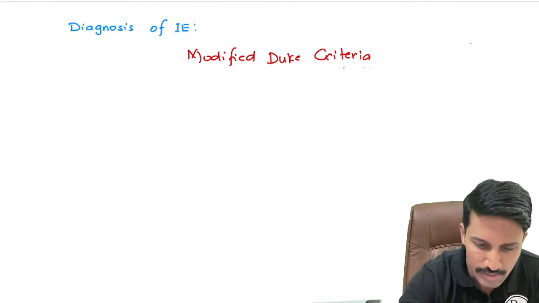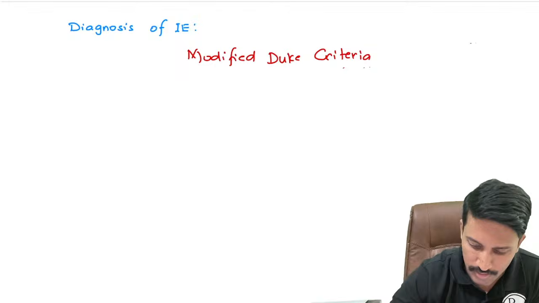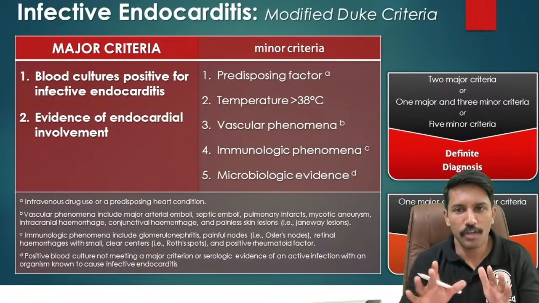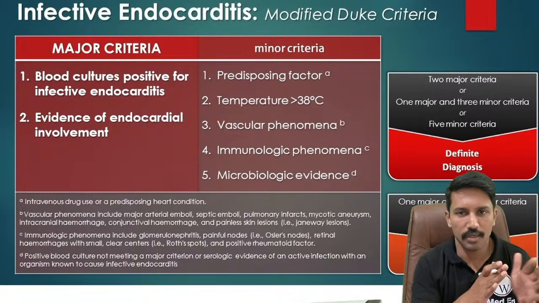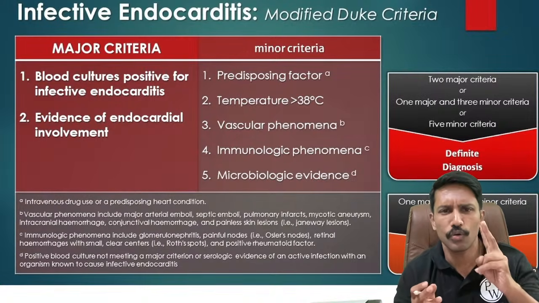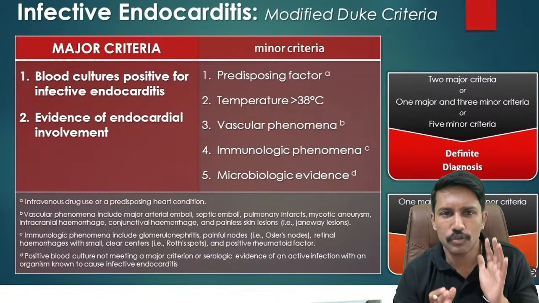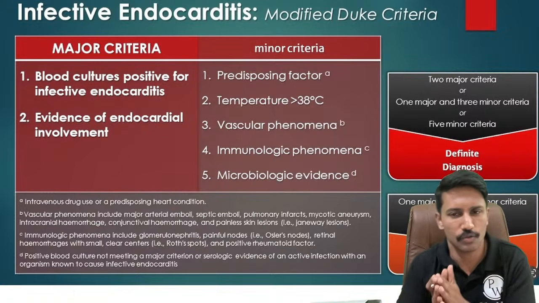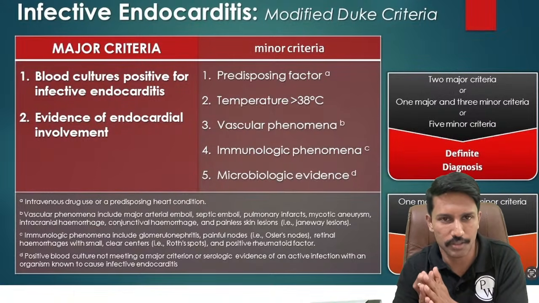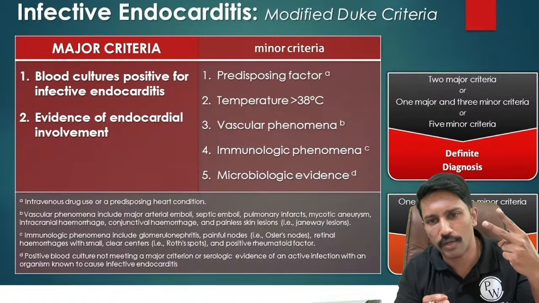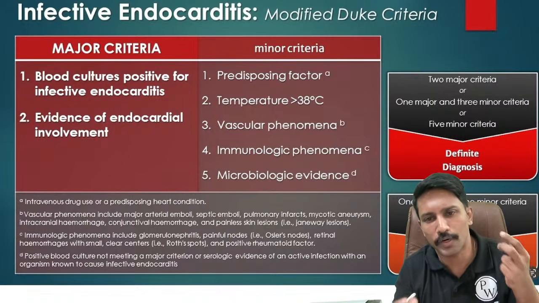You don't have to exactly replicate how it is represented in the image that I'm going to share. Just be able to write the main headings. So modified Duke criteria, as you see here, we have major criteria and minor criteria. There are only two major criteria: blood culture and evidence of endocardial involvement, mainly from the echocardiography, or the presence of mitral regurgitation or aortic regurgitation.